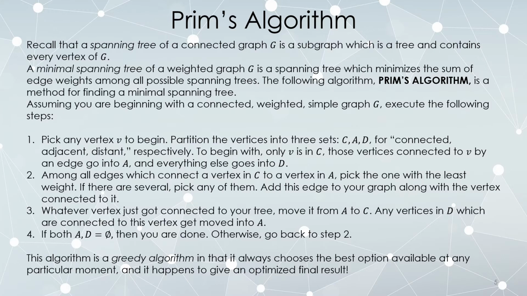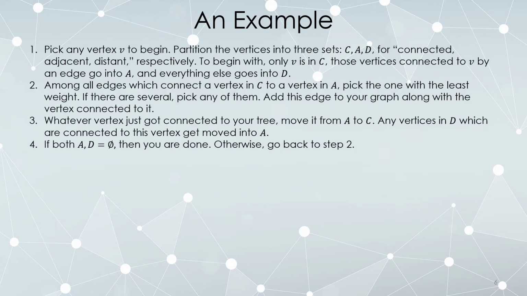So it's not always the case that the cheapest thing at every step produces the cheapest process in the long run. However, Prim's algorithm is a greedy algorithm. It says, always add the cheapest edge you can, and in the end, it will actually produce the minimal spanning tree. Let's work through an example.